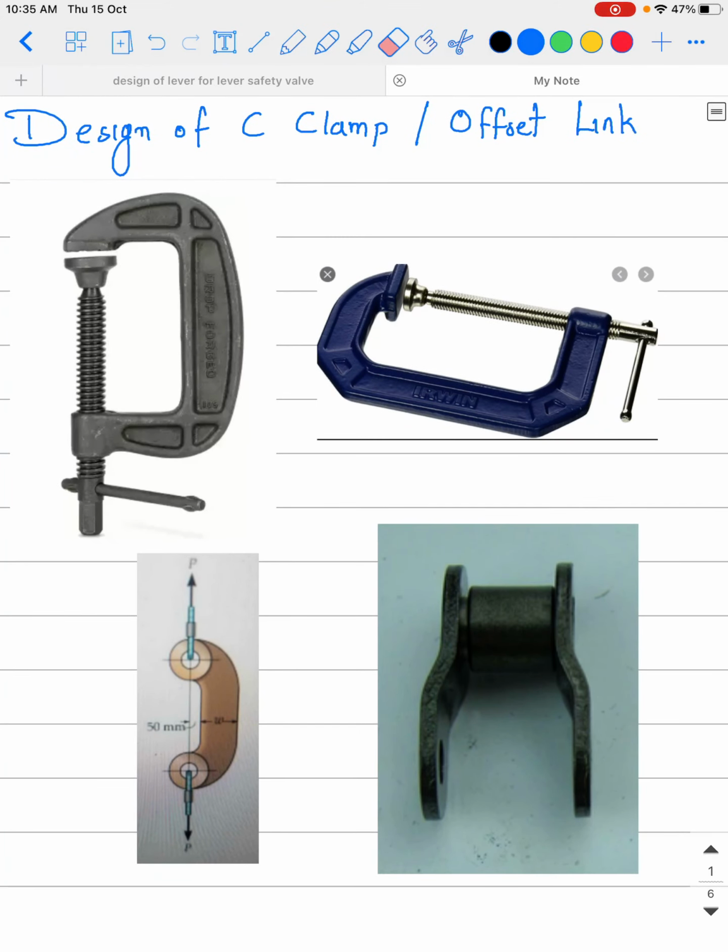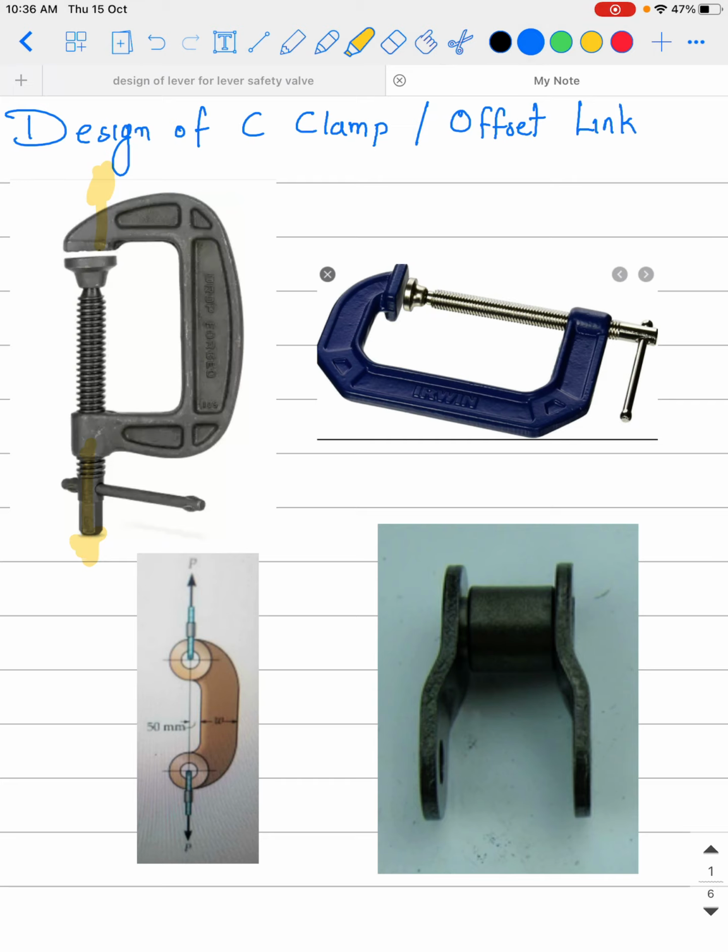Okay friends, so today we are going to see the design of a C clamp or the offset link. In this C clamp, as the name suggests, the link has a shape like a C, or sometimes it is also called a G clamp. This is used to carry the maximum load. Tensile stresses are induced because at this particular point and at this particular point a tensile load is being applied.